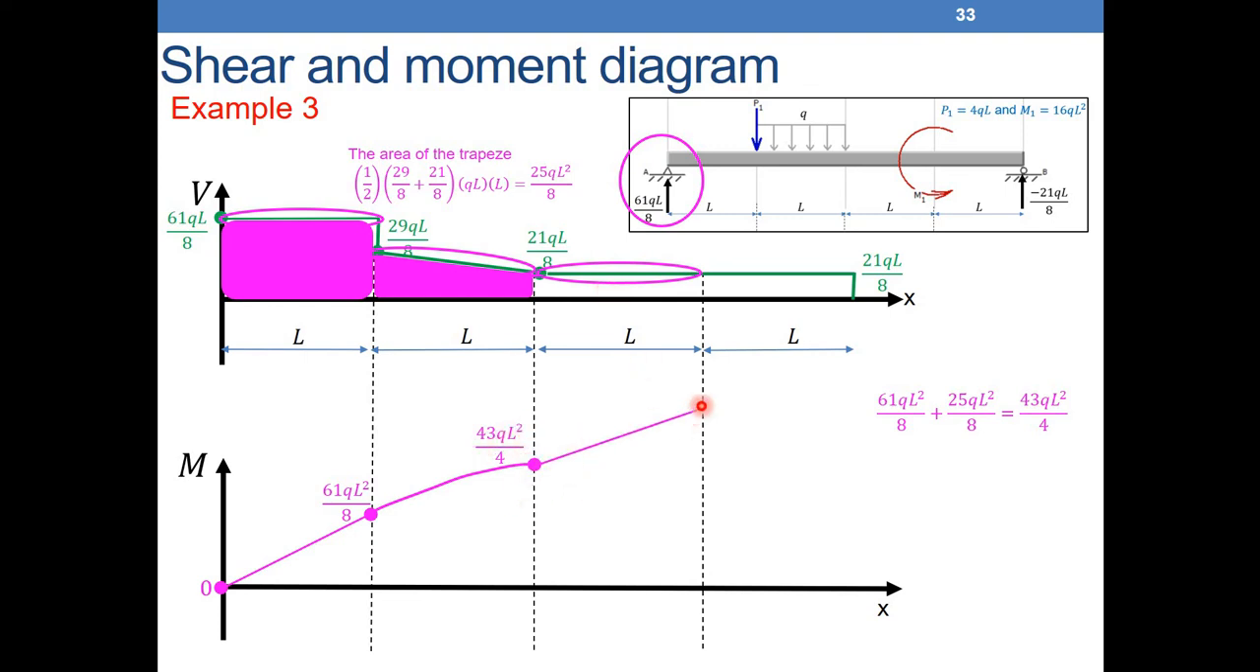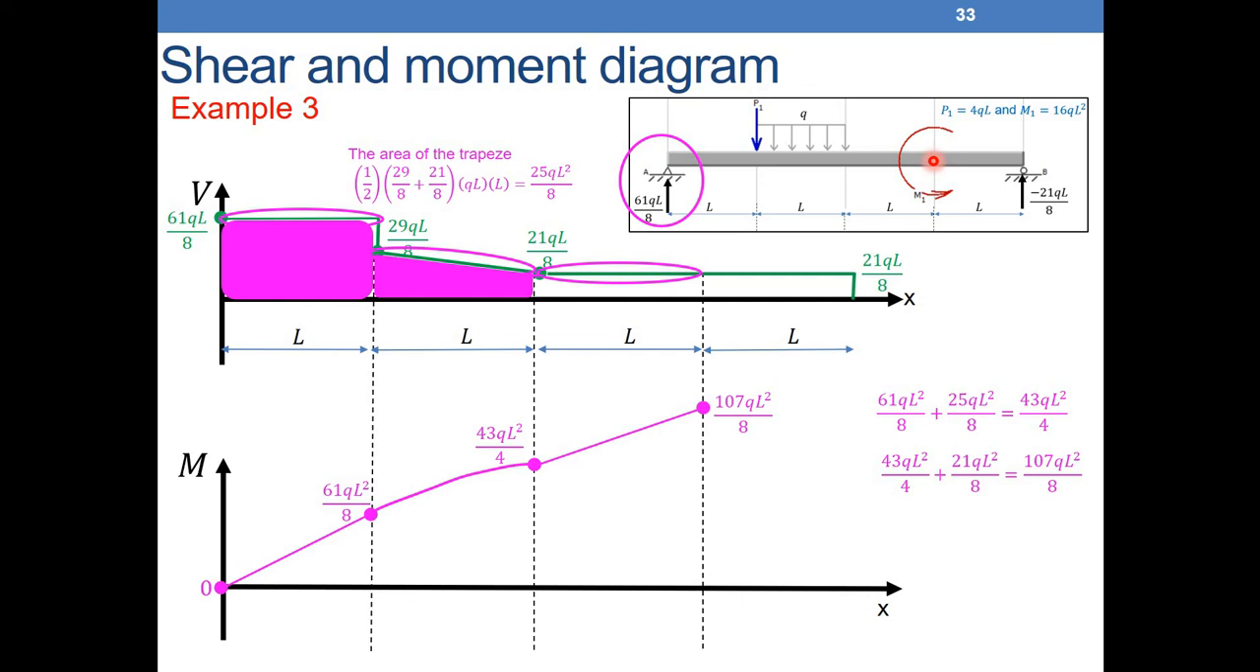It will go up by the area of this rectangle. What is the area of this rectangle here? It is 21QL over 8 times L, so 21QL² over 8. So I need to add 21QL² over 8 to this value in order to give me the moment at this point. So I have this value here, 107QL² over 8. After I found this value, I need to continue. Do we have an external moment acting around this point? Yes, we have an external moment around this point.